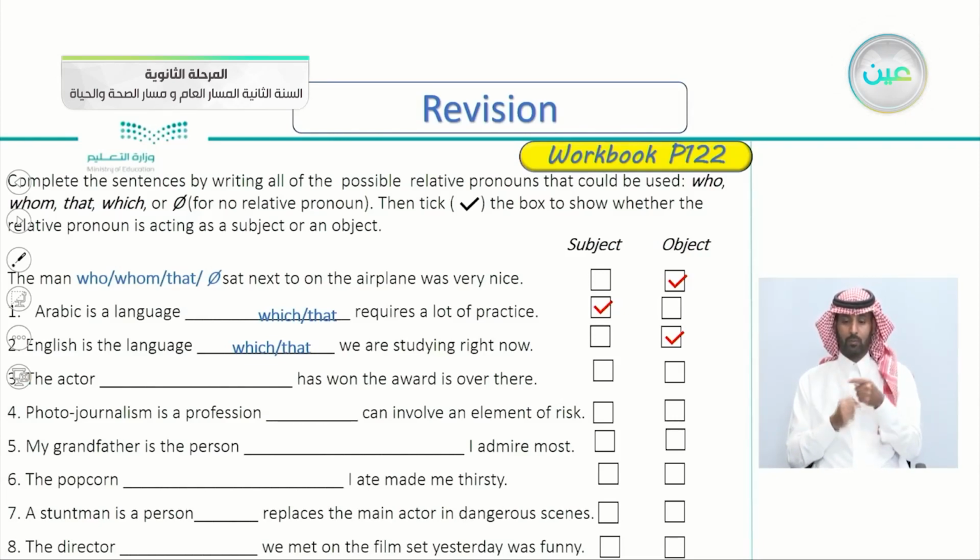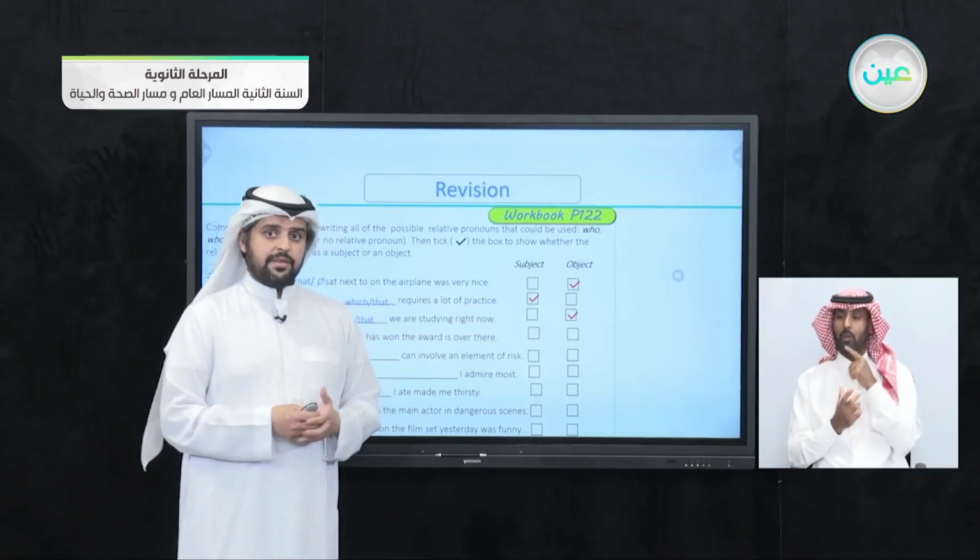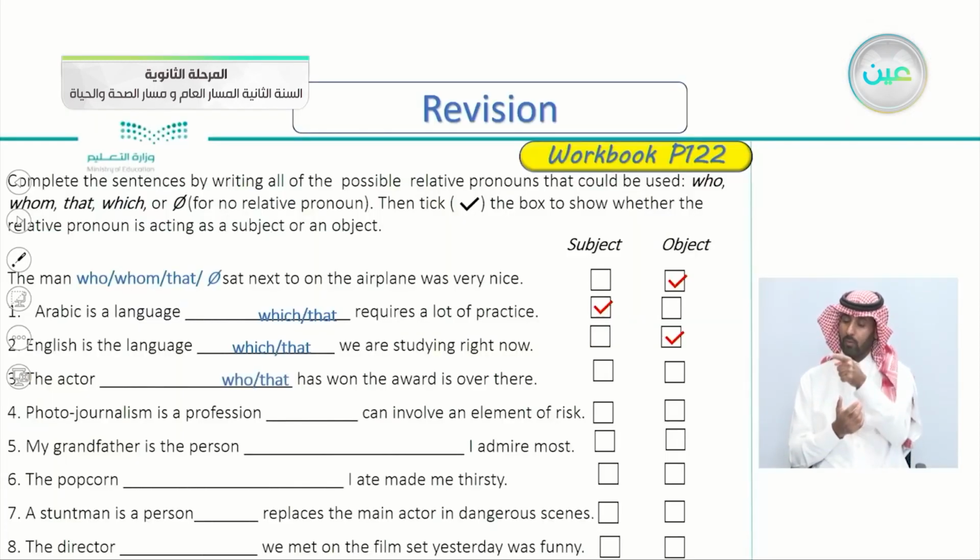Number 3, the actor who has won the award is over there. We're talking about a person here. So I'm talking about him. Yes, we say who or that has won the award is over there. So is it a subject or an object? Yes, he is a subject because we're talking about him.